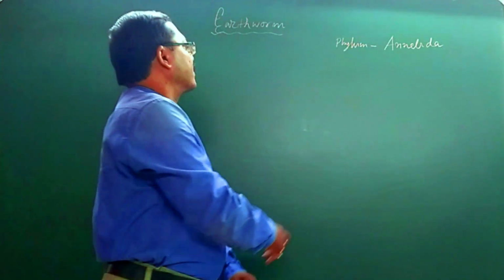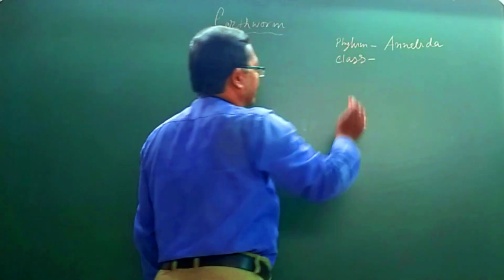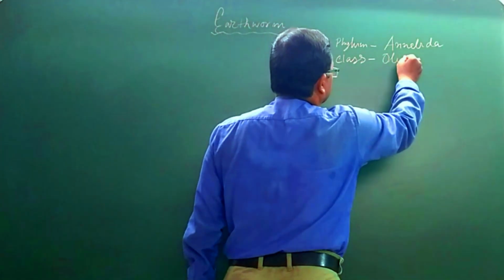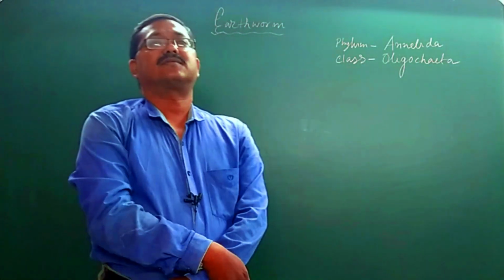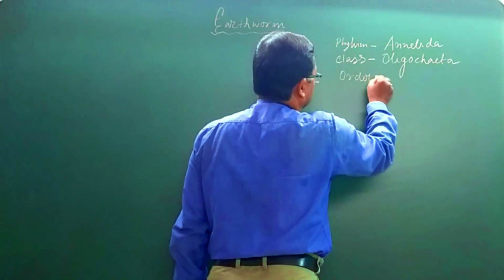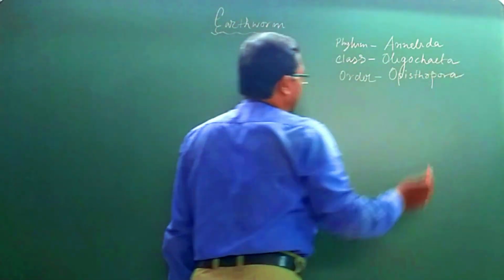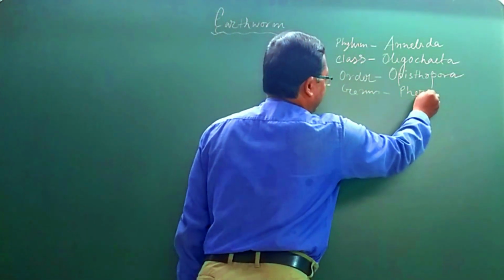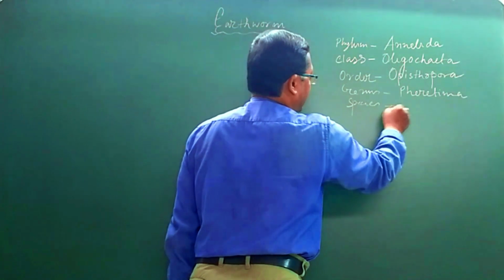Its class is Oligochaeta. Its order is Opisthophora. Genus is Pheretima and species is posthuma.